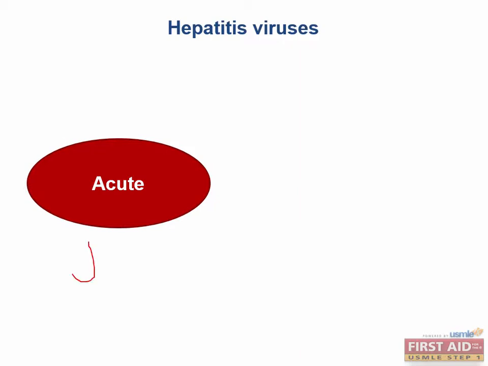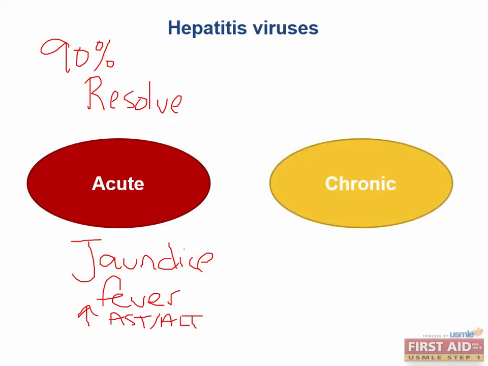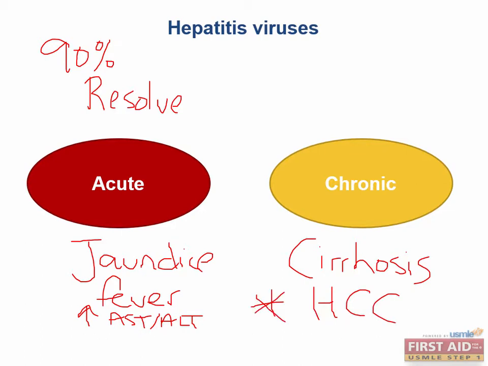An acute infection results in jaundice, fever, and increased AST/ALT levels. Most of the time, these infections resolve, 90% of the time. However, 10% of the time, these infections can develop into chronic infections that can lead to either an asymptomatic carrier state, or worse, it can progress to cirrhosis and potentially hepatocellular carcinoma. It's important to know for hepatocellular carcinoma that hepatitis B virus causes carcinoma by integrating into the hepatocyte genome and acting as an oncogene.